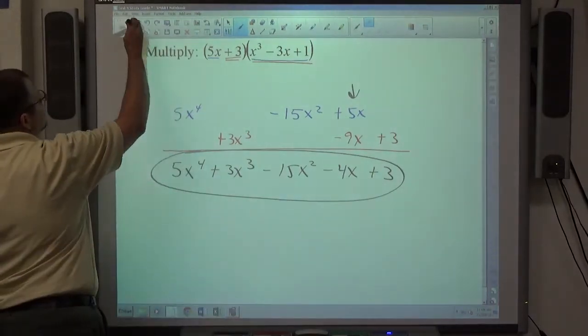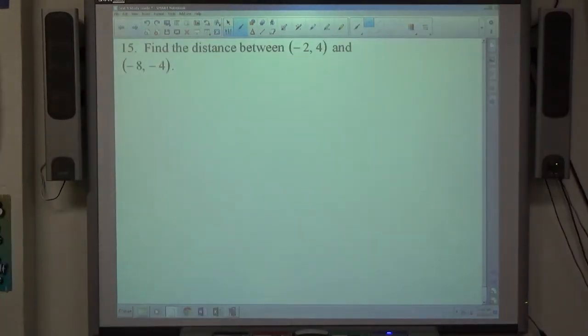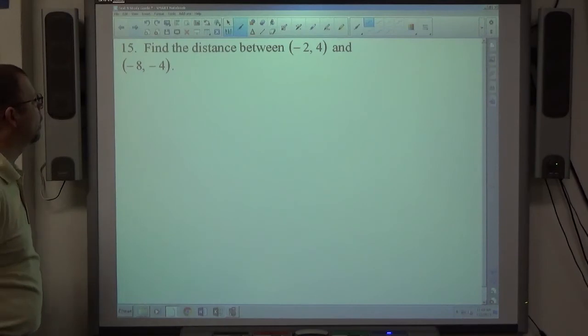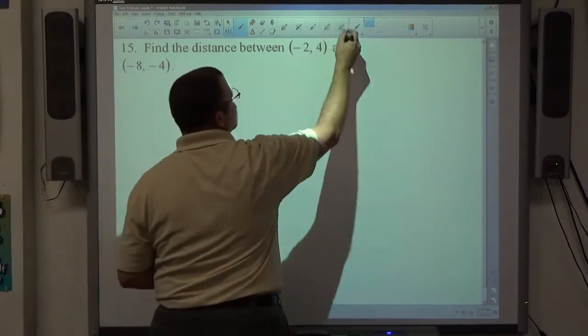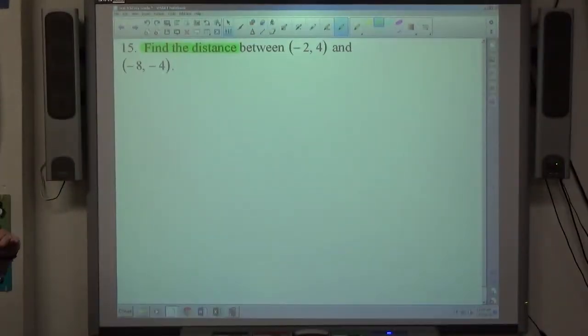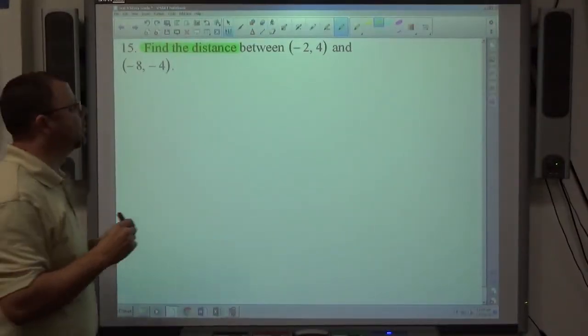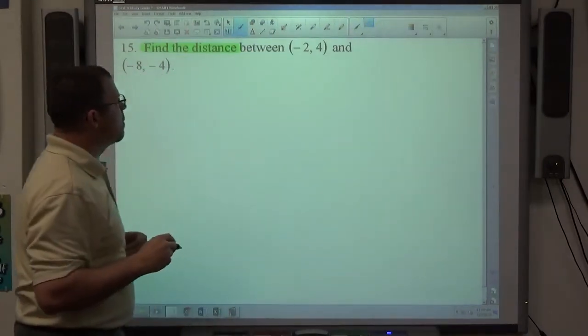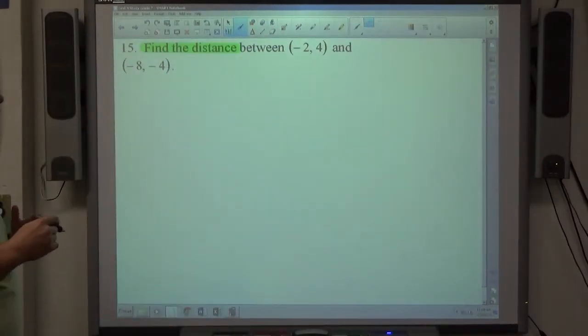That type of stuff. Finally, number 15, find the distance between negative 2, 4 and negative 8, negative 4. So this says very clearly, find the distance. So they're asking not for an equation, but for a length. How far apart are those 2 points? And so far we've been using graph paper for this. I want to show you a technique without graph paper that you might prefer.